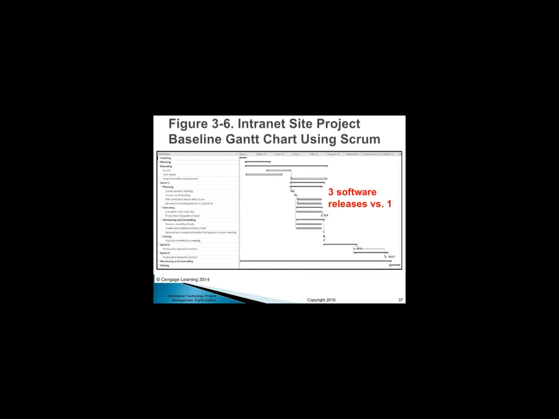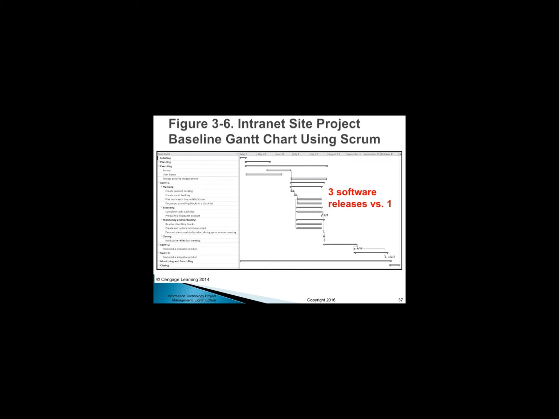A Gantt chart for the entire project could still be created, as shown in Figure 3-6. Notice that the process groups do not follow a simple linear pattern. Several process groups are repeated for each sprint, resulting in several releases of a usable software product, as shown by the milestones. Recall that in the predictive version of this case, there was only one release or delivery of software near the end of the project, on October 17th.